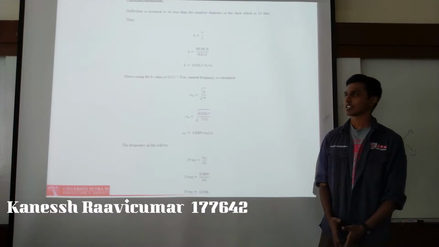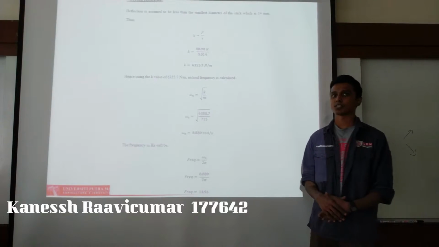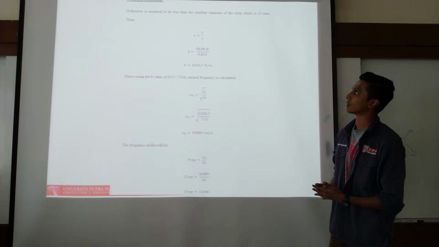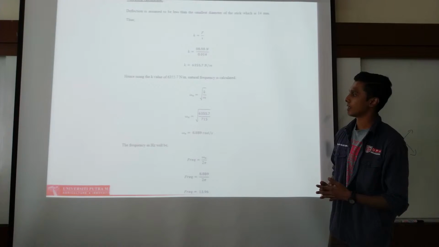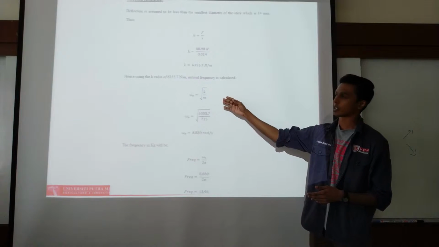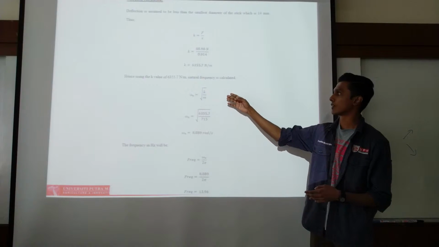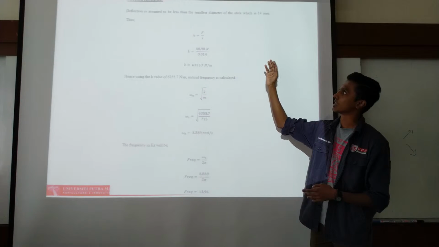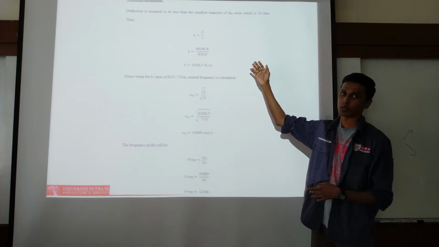Okay, good morning. I'll be presenting on the calculation part. First of all, we have a look at the vibration calculation. The main formula for vibration is omega n equals square root of k over m. So we have to individually find k and m. First we find the k. The k is equivalent to F over x.